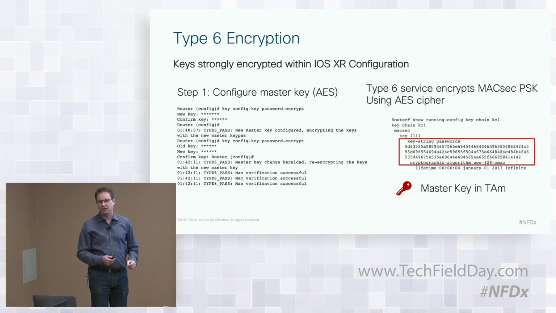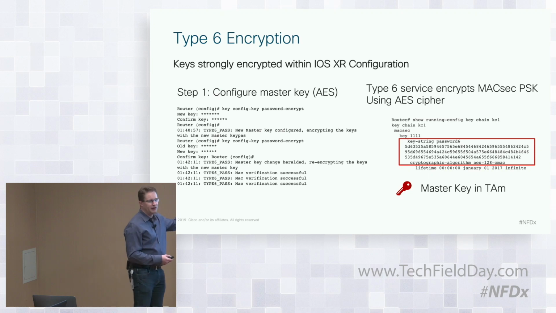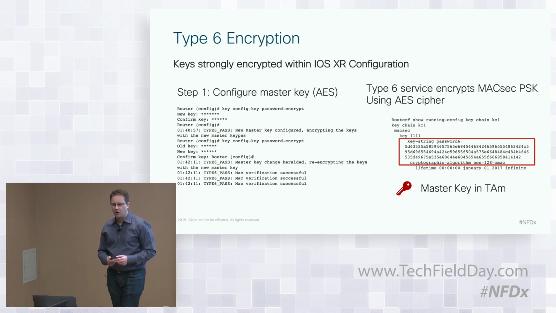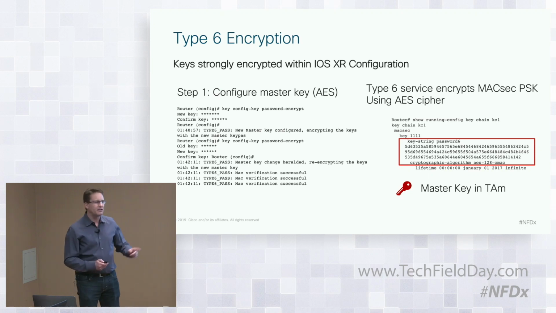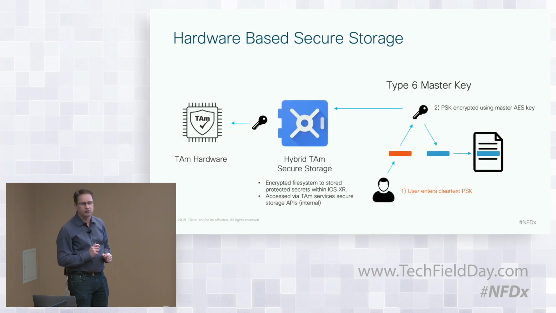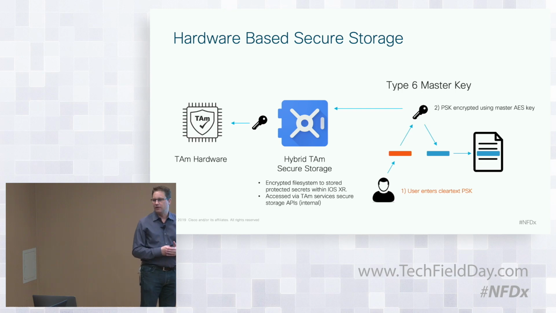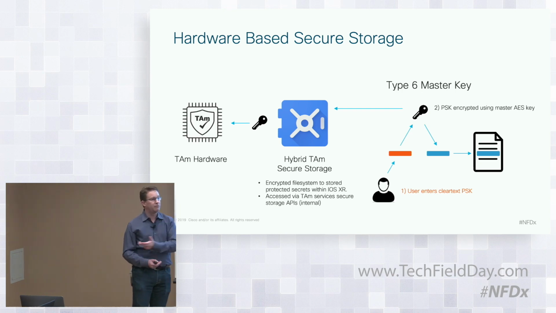There's lots of secrets in a config, and MACsec pre-shared keys are just the first piece. So there is something called Type 6 encryption. I'm not going to spend much time on this because you can read up on it on your own. But the interesting thing is that it is actually doing two things. It's using a very strong cipher to encode any of the secrets in the config, but it allows you to cut and paste a config from one place to another because there's a master key that's used to unlock these keys. And it preserves an operational model of cut and paste.